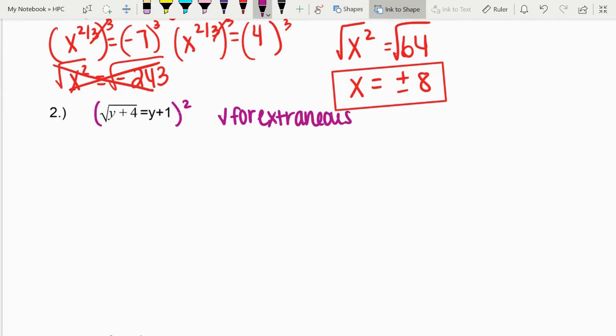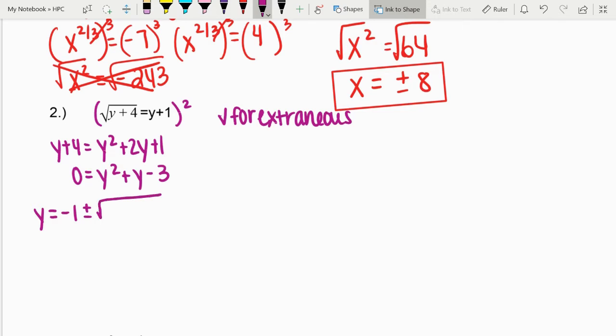If we square both sides, we get y plus 4 is equal to y squared plus 2y plus 1. Let's move everything over to one side of the equal sign. So I have 0 is equal to y squared plus y minus 3. This is not factorable, so we do need to use the quadratic formula to find our solutions. So we have y is equal to negative 1 plus or minus the square root of 1 squared, which is just 1, minus 4 times 1 times negative 3, divided by 2 times 1, which is 2.